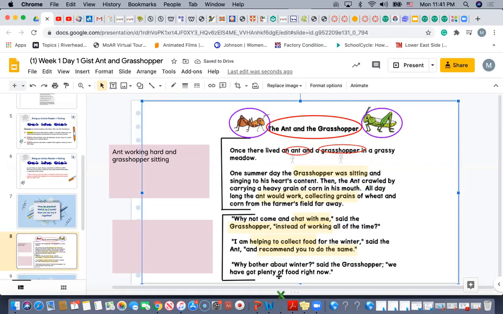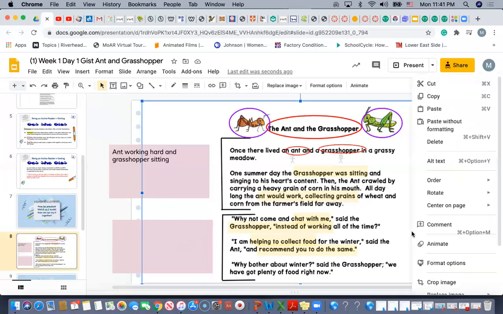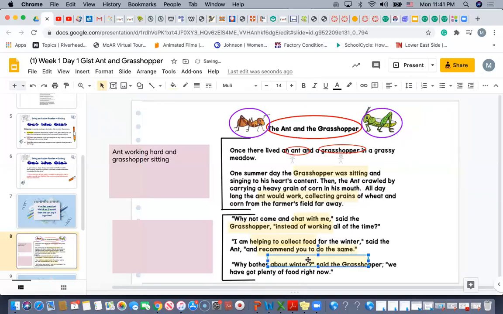Why bother about winter, said Grasshopper. We've got plenty of food right now. I'm gonna highlight plenty of food right now because I feel like that's something that the grasshopper's maybe not thinking fully about that the ant is. Okay, now that I highlighted some of the important information, I need to gist. And remember, when I gist, it's not a complete sentence. It's a couple of words that make sure that I know what's going on in that section, as well as that I truly understand the important information.